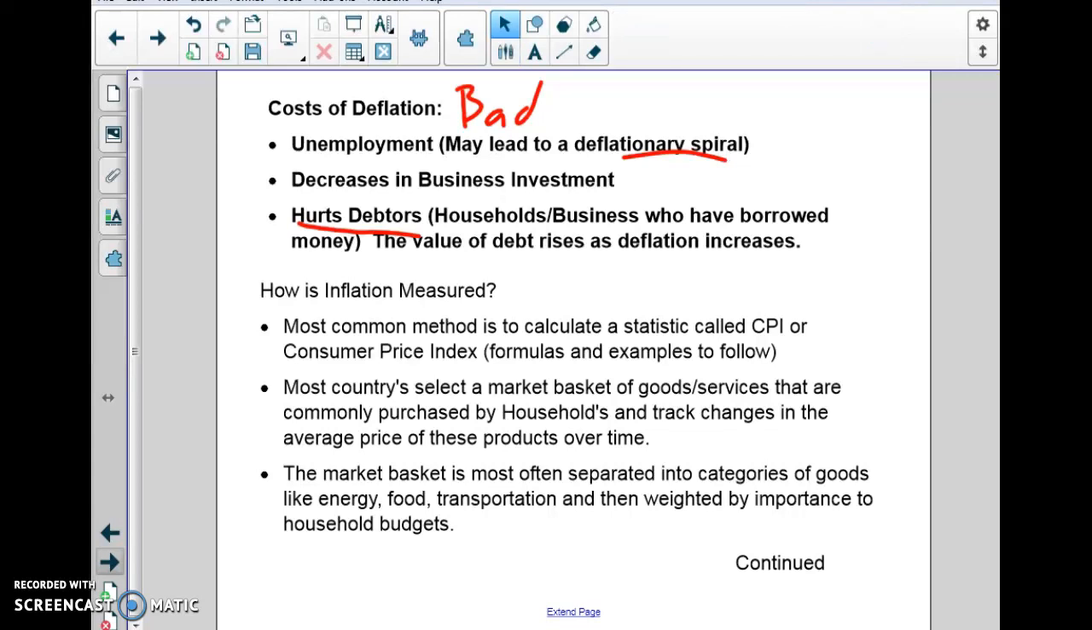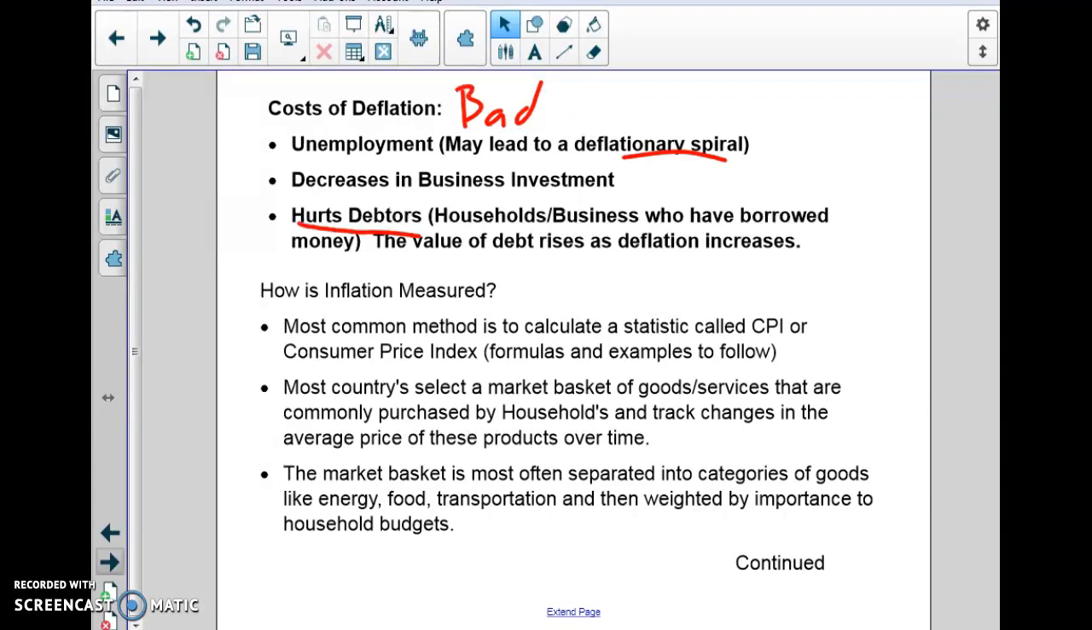Because what happens is you borrow money, you have an interest rate, maybe a mortgage, an auto loan, things like that, and you might lose your job, or maybe wages start to fall in the long run because of the deflation. But guess what? The amount that you have to pay on your debt is not going to go down. So when you have deflation, it's really bad for people who owe money. We call that debt deflation.